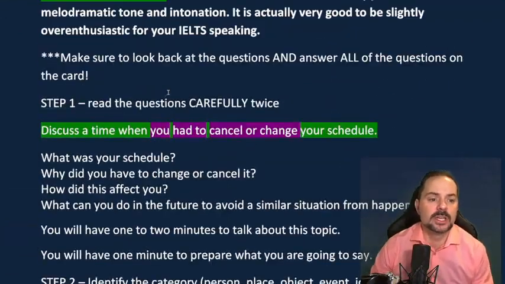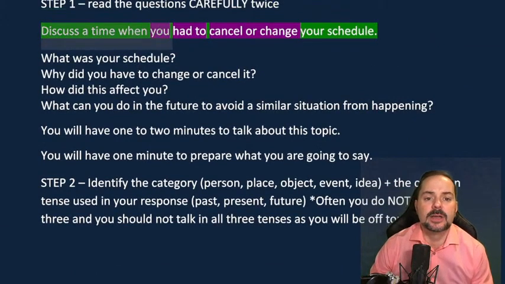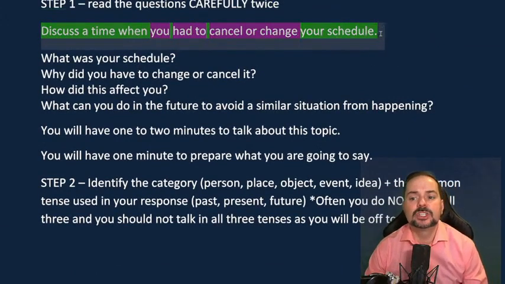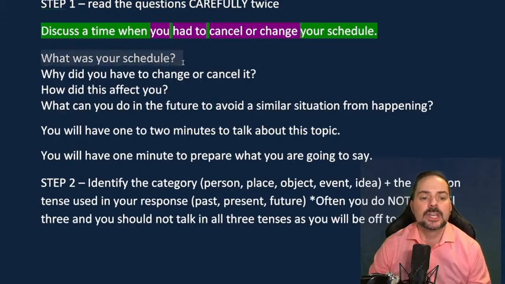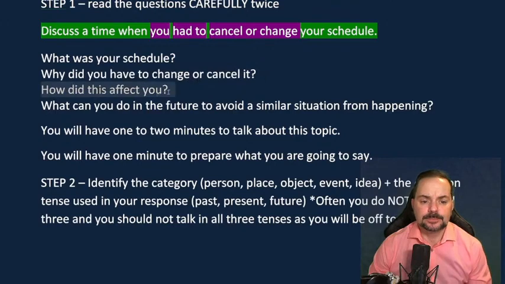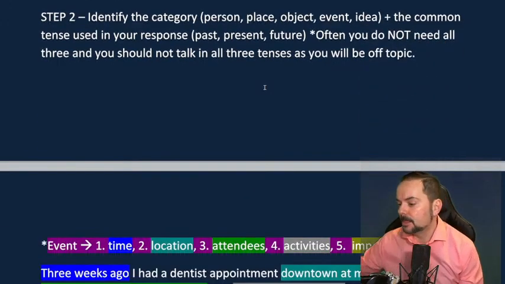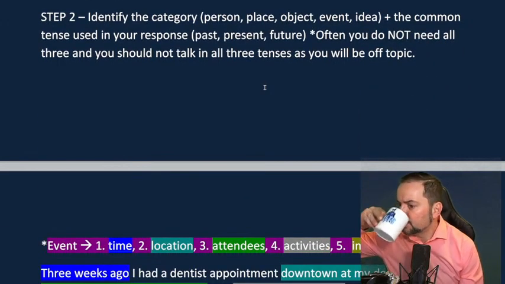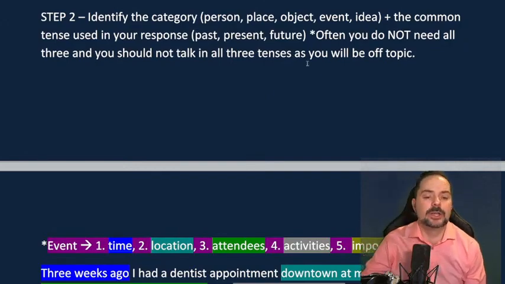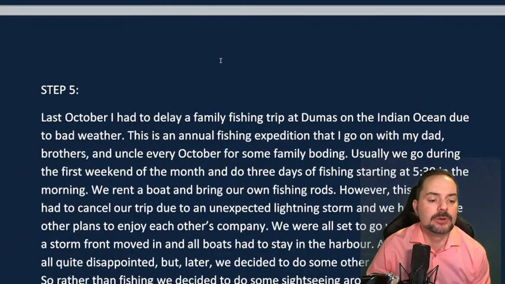Let's look at the question again. All right. So discuss a time when you had to cancel or change your schedule. What was your schedule? Why did you have to change or cancel it? How did this affect you? What can you do in the future to avoid a similar situation from happening? All right, here we go. So, your 1-minute preparation time is up.